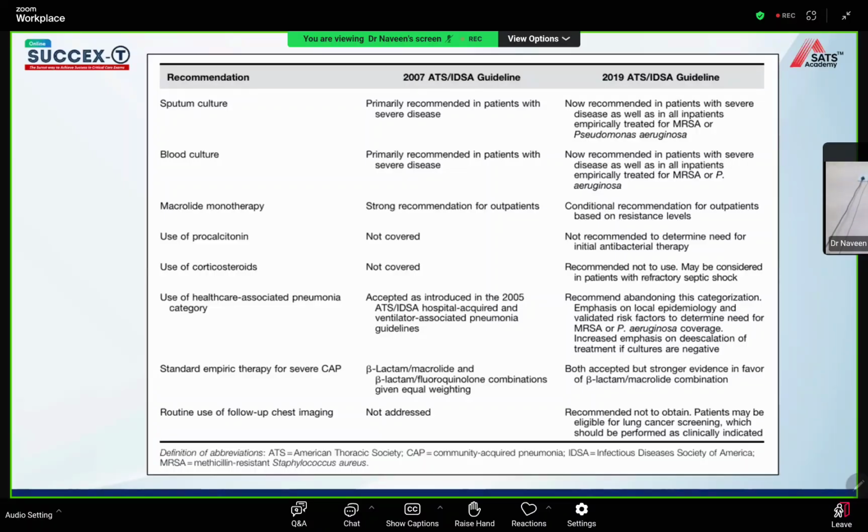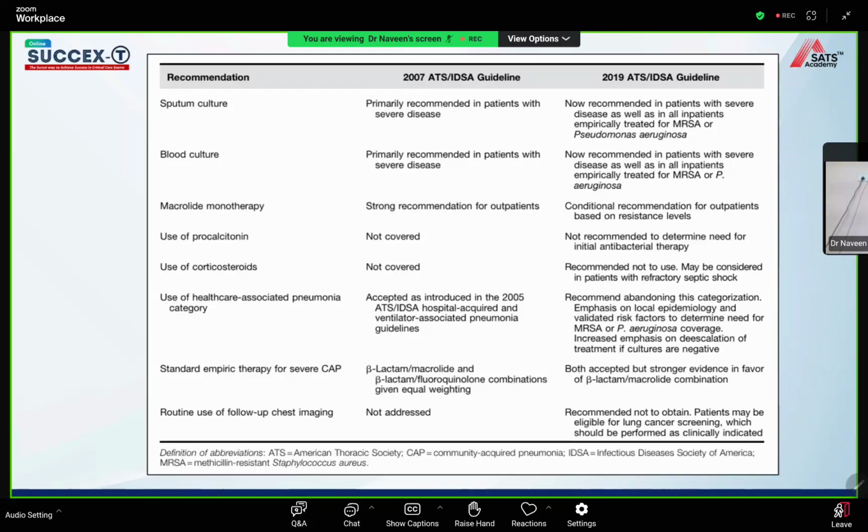And healthcare associated pneumonia, the terminology which was introduced in 2005, has been abandoned now. Healthcare associated pneumonia was a term used to include patients in chronic healthcare settings like dialysis care, wound care, IV fluid care and nursing homes. These people were thought to be at high risk of infection with MDR organisms like MRSA and Pseudomonas, which recent evidence suggests is not the case.